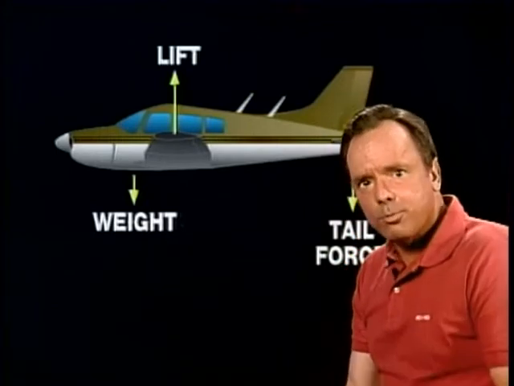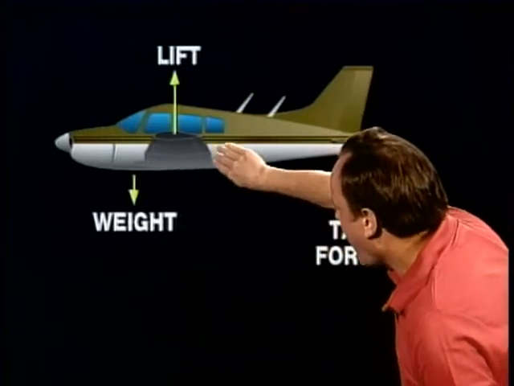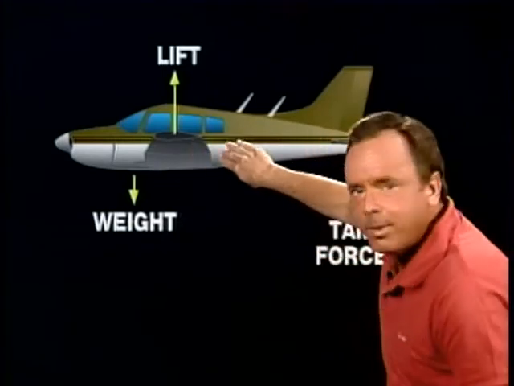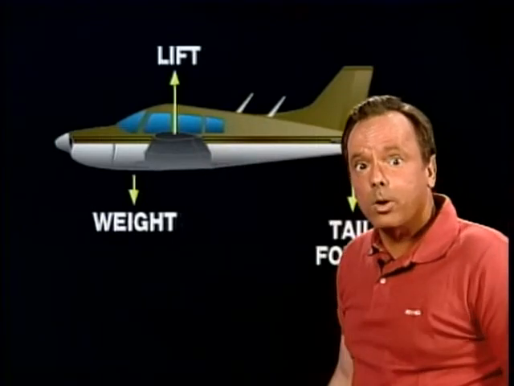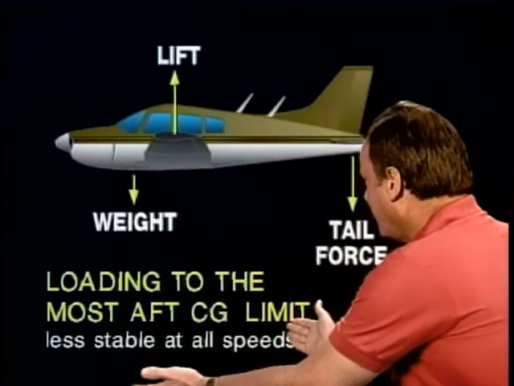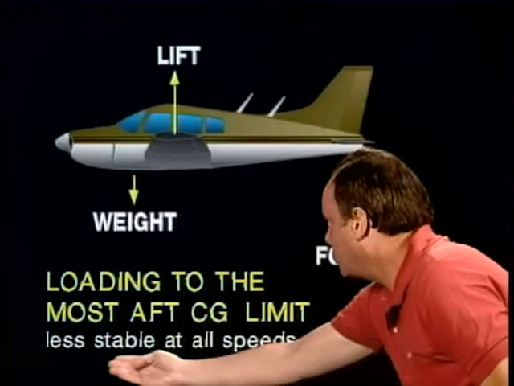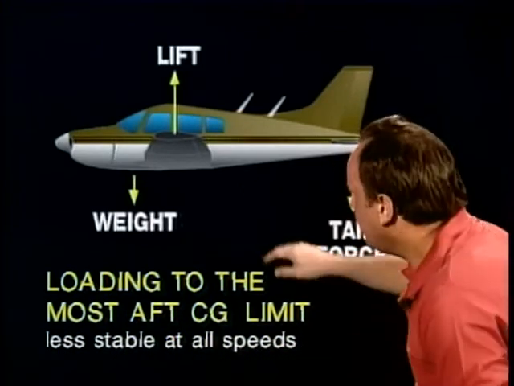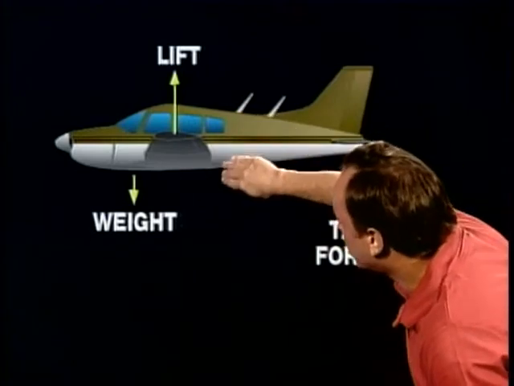So let's assume you load an airplane further aft. Do you change the stability of the aircraft? You certainly do. Let's load the aircraft to the most aft CG limit back here. Will the airplane be more or less stable? Well, if you load that airplane to the most aft CG limit, the airplane will be less stable at all speeds. How about you load the airplane aft of the allowable rear CG limit?